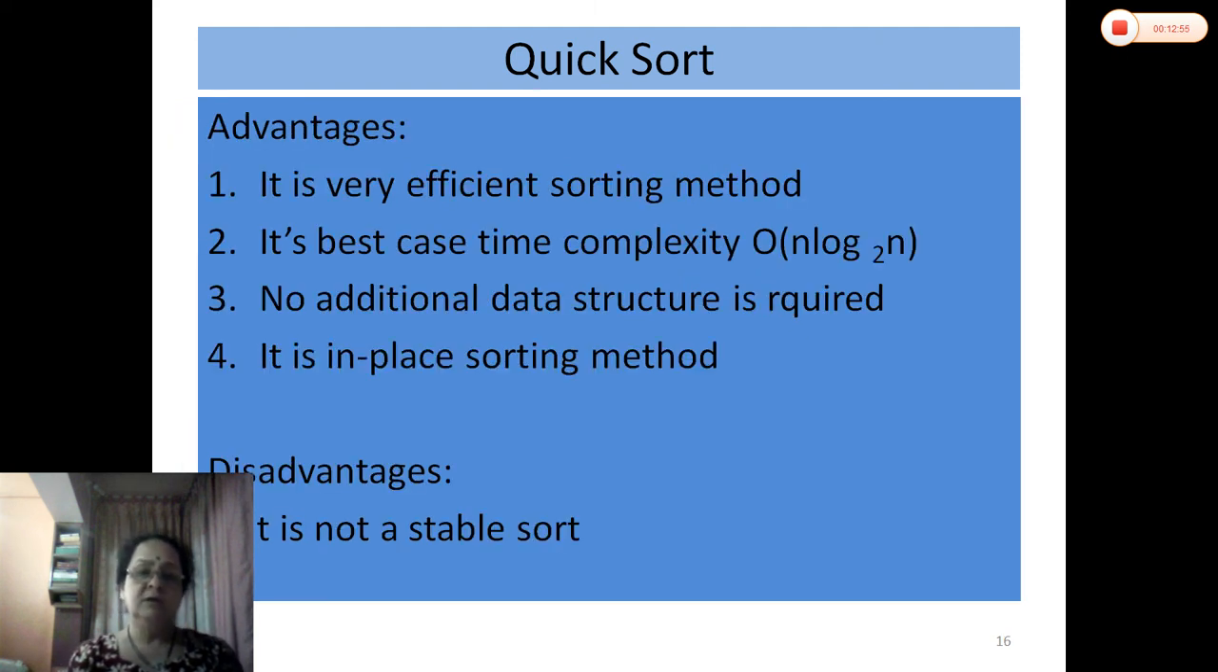So that was the quicksort procedure. Advantages of quicksort: it is a very efficient sorting method. Its best case time complexity is big O of n log n to the base 2. No additional data structure is required. It is an in-place sorting method, and its disadvantage is that it is not a stable sort. So that's all about quicksort.